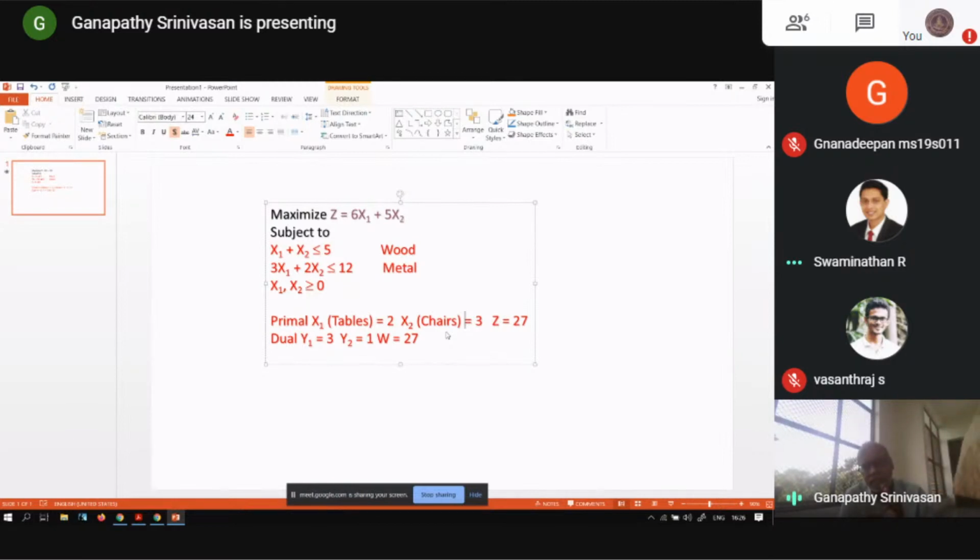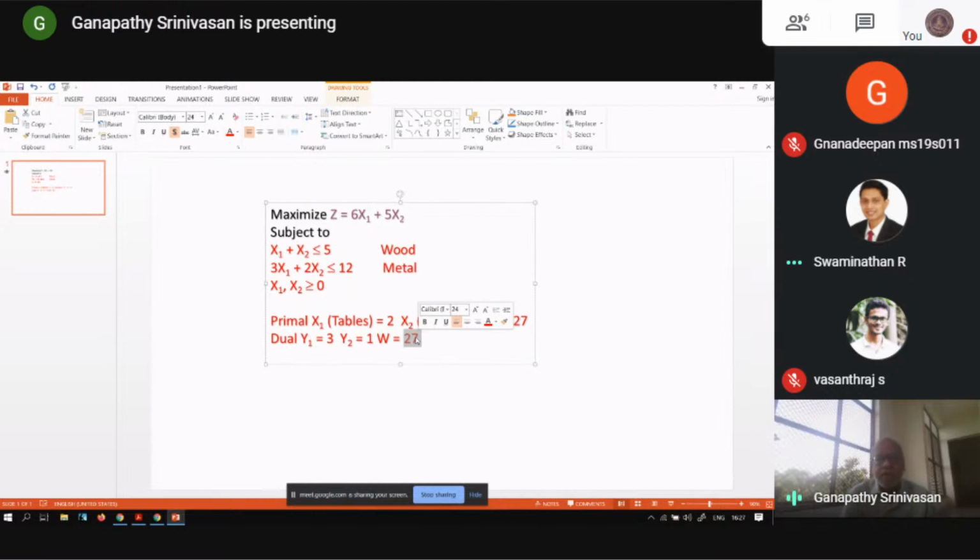And that gives you something very interesting to look at. I have 5 units of wood with me. Each is worth 3, so 15. I have 12 units of metal with me. Each is worth 1, so 12. So 27, you can see me highlighting it. 27 is actually the worth of the resources that I have.